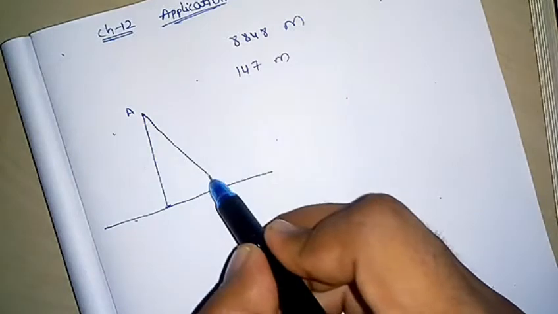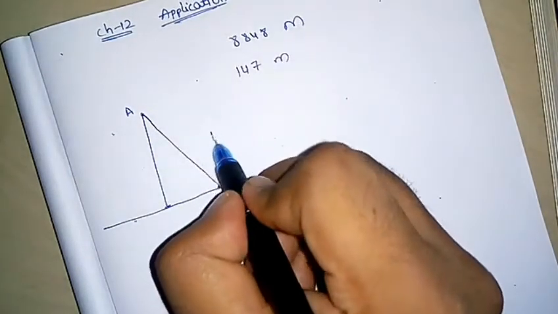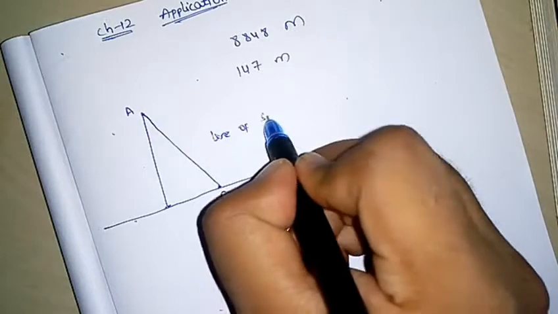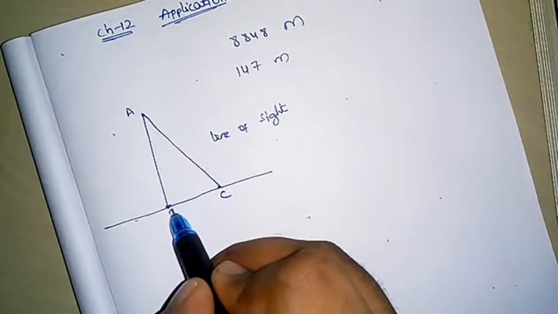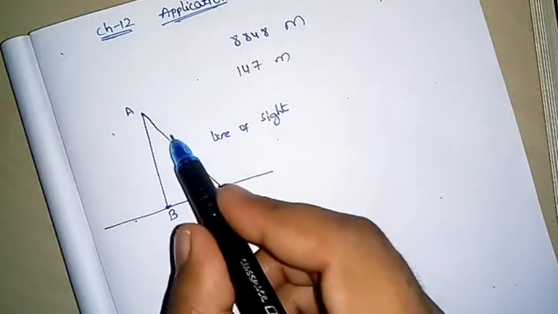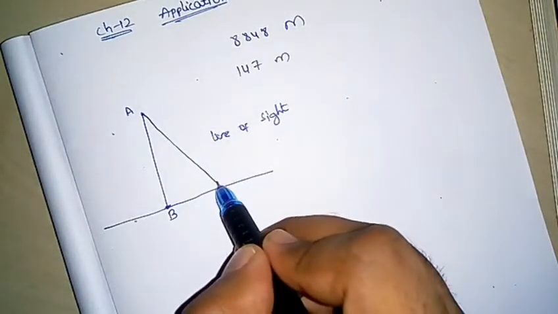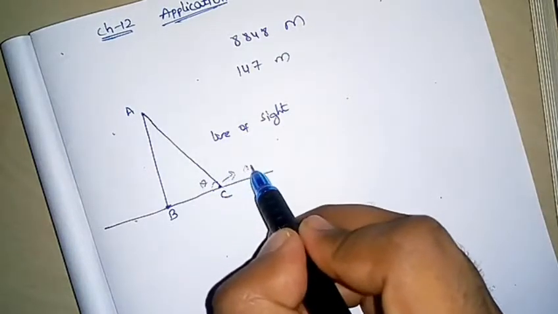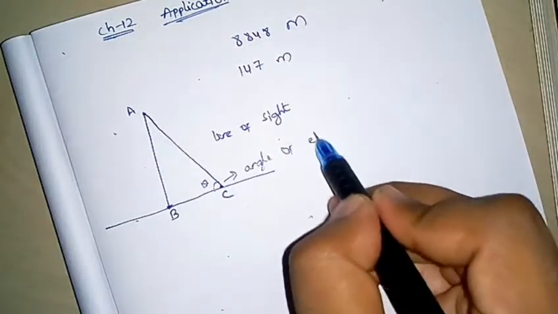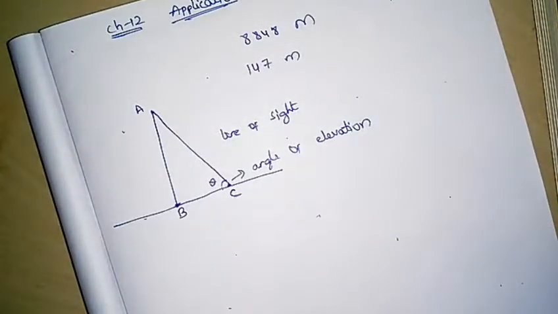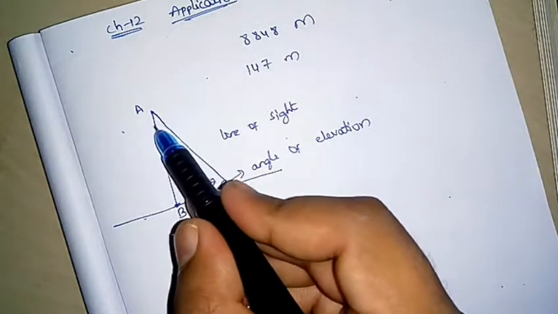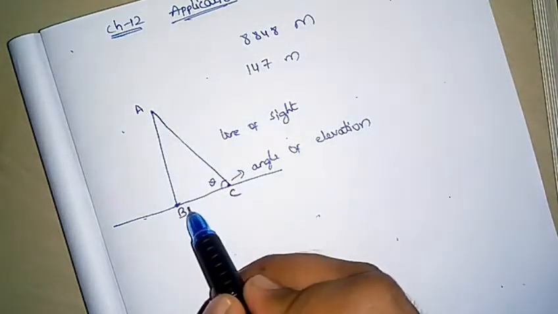This line is called the line of sight, and let this point be B. The angle made by the line of sight with the horizontal or the base is called the angle of elevation. Now this line of sight, the vertical tree and the base form a right angle triangle.